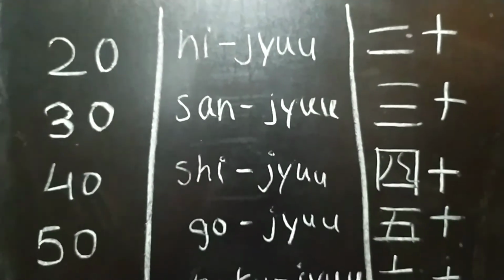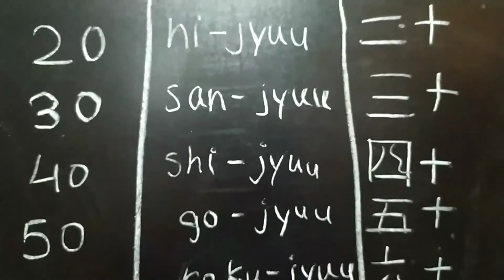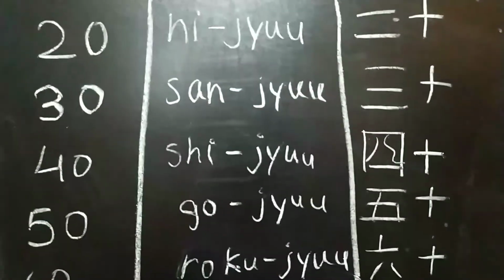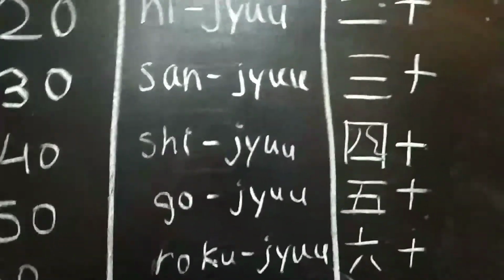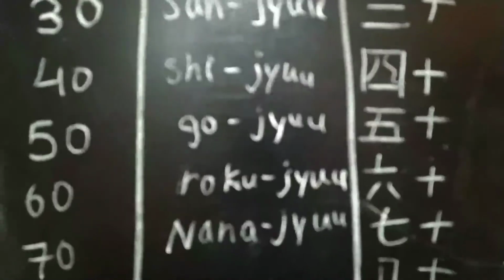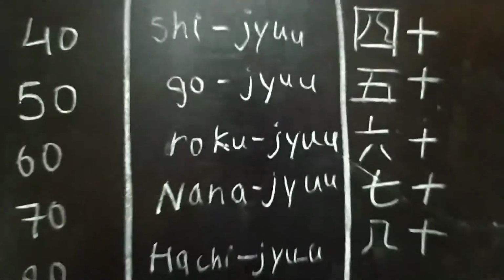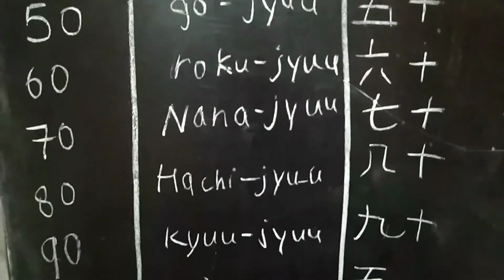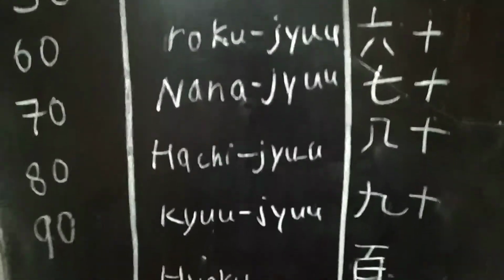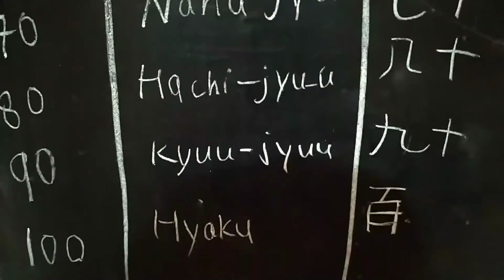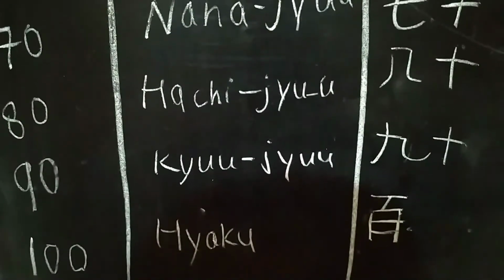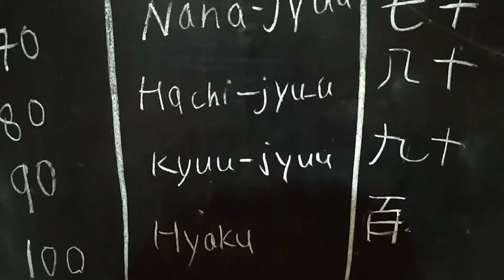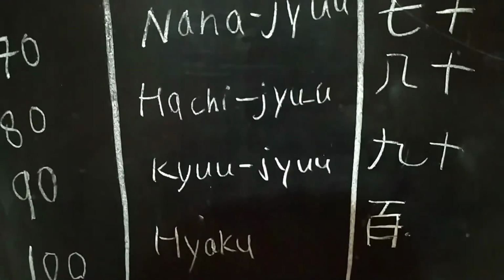Niju, 20. Sanju, 30. Yonju, 40. Goju, 50. Rokuju, 60. Nanaju, 70. Hachiju, 80. And 90 is called kyuju, and 100 is called hyaku. So let's learn how to write them in the next part.